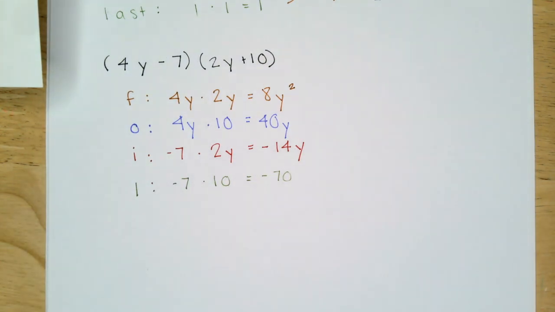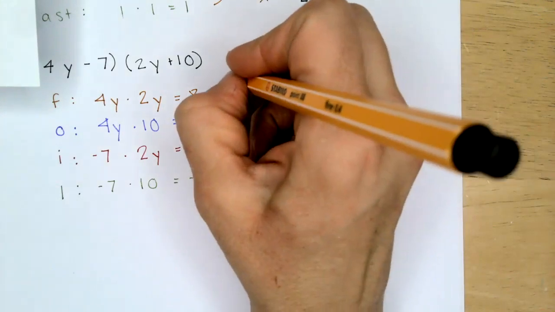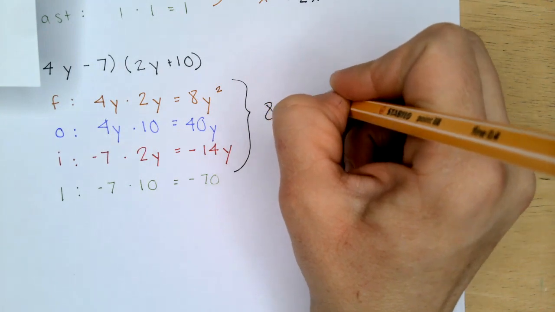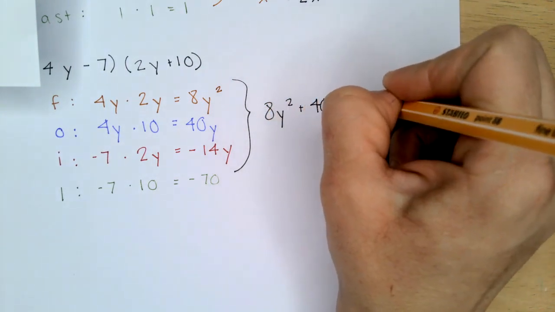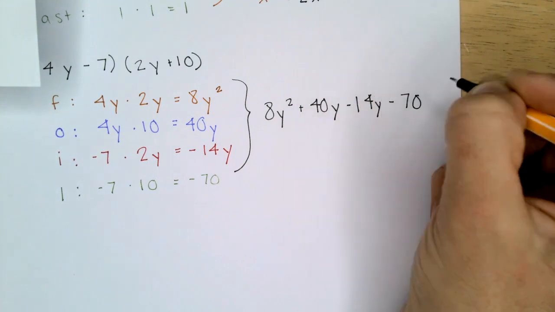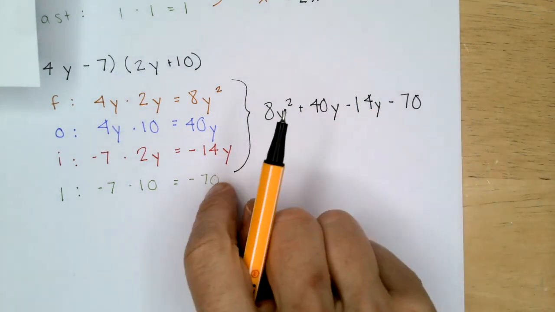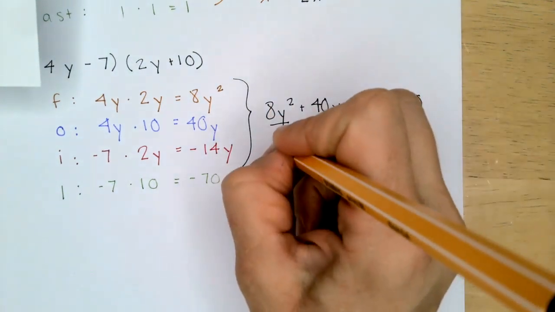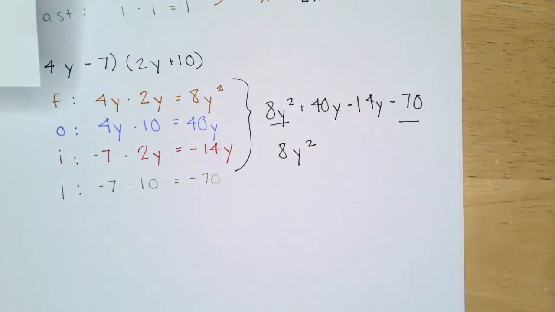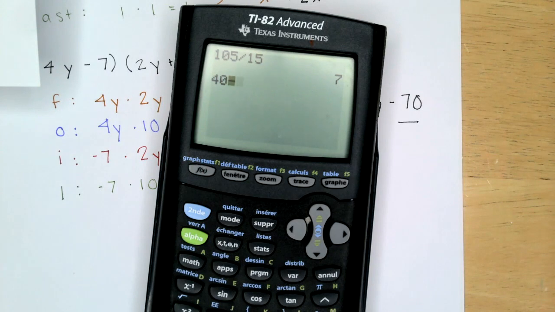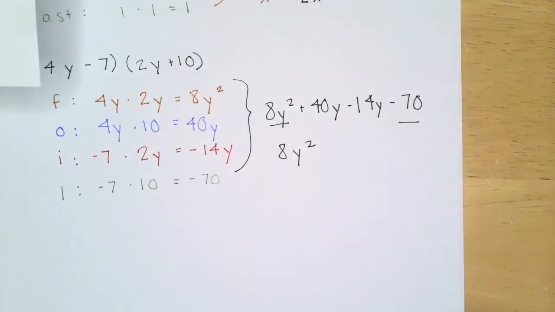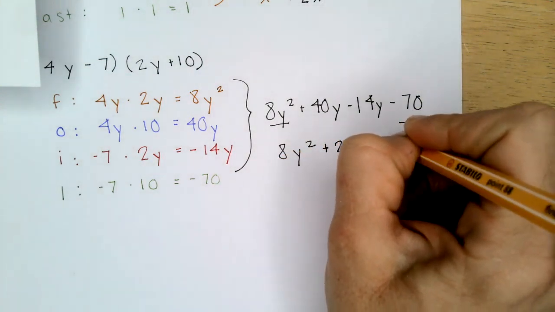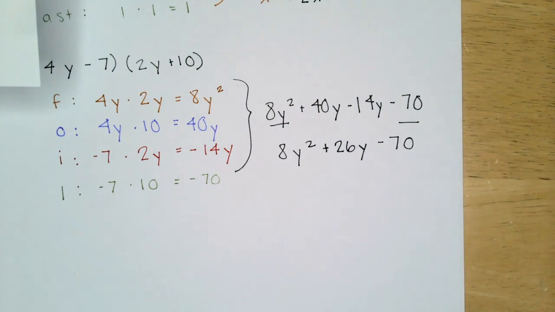So what you're going to do is combine the middle 2 terms if the terms are alike. So that was a negative 14y, so it becomes minus 14y, negative 70 becomes minus 70. Generally, this one and this one stay the same. 40 minus 14, so that's a positive 40, but we're going to subtract 14 from it and we get 26y minus 70. Good.